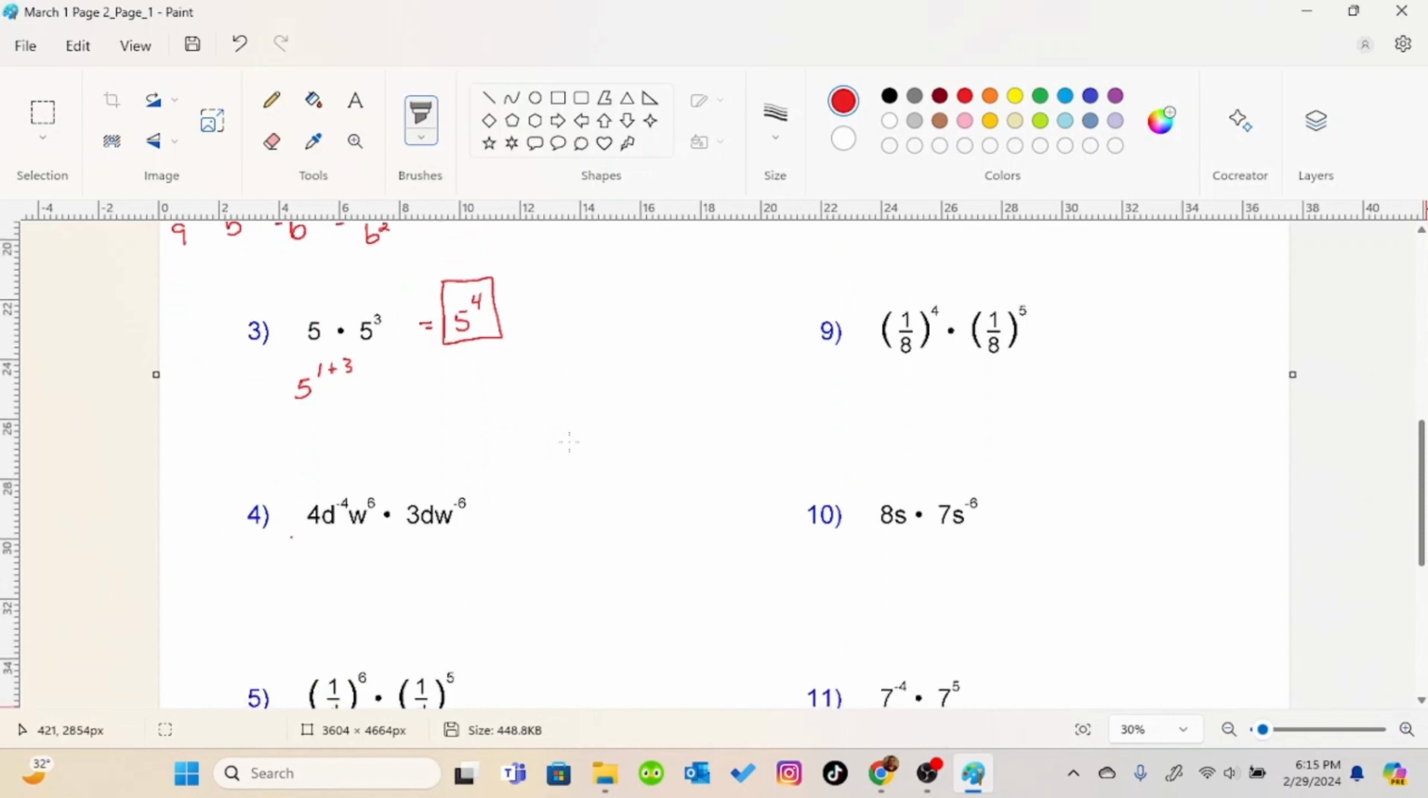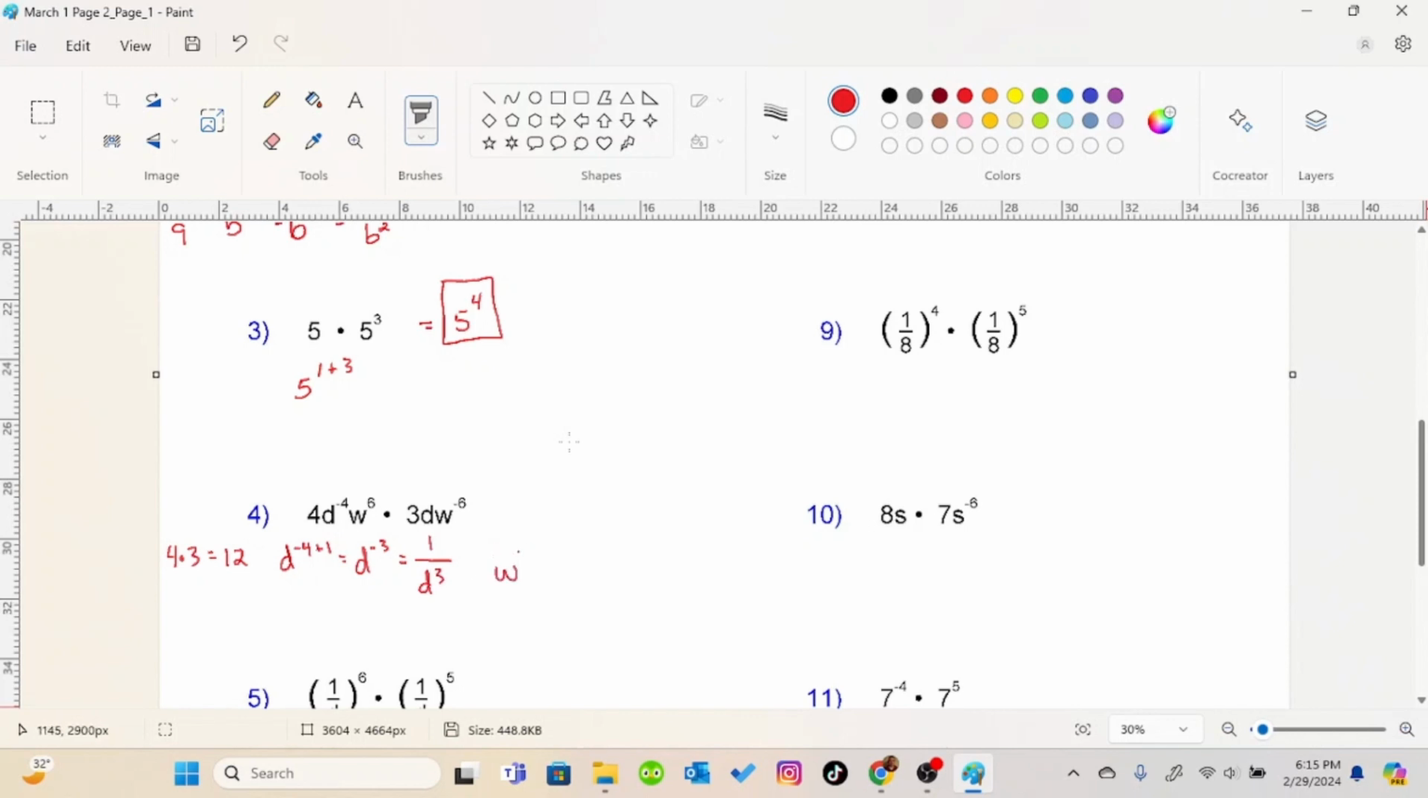Number 4. We're going to split up the parts. So we have 4 times 3, which equals 12. For D, we have minus 4 plus 1, which equals D to the negative 3, which equals 1 over D cubed.